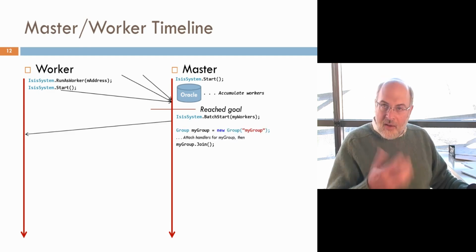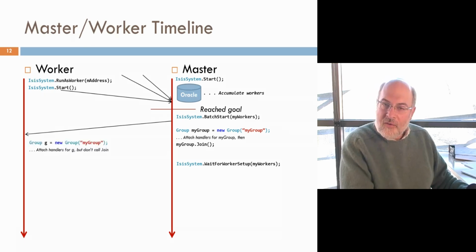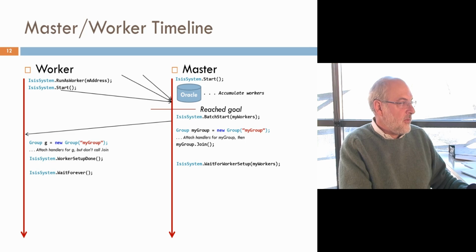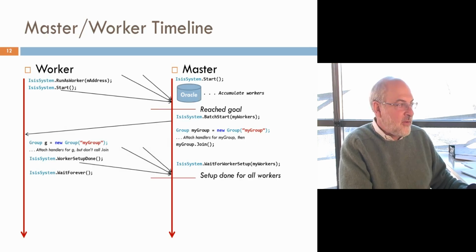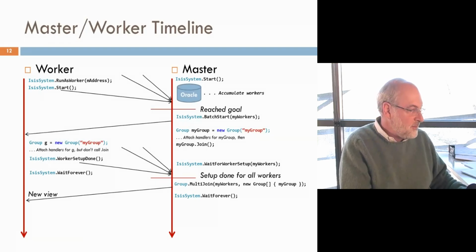Then the master can set up groups, and it also has to wait for the workers to set up their groups. And then when the worker setup done is called, the master can batch join them, which is done with this multi-join, at which point the master does a wait forever. And now the system is in the same state as if they had all just sort of joined willy-nilly. So that works quite well.